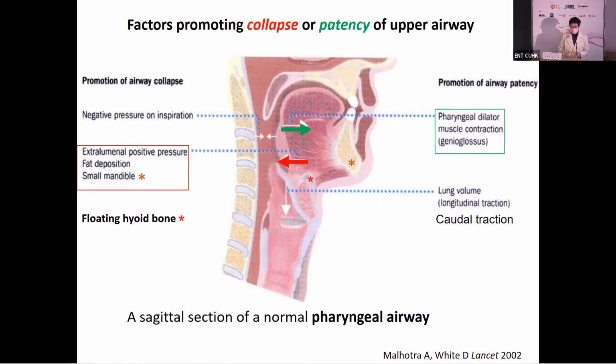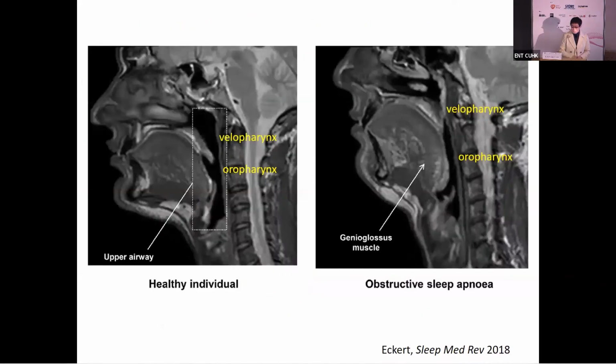Now, for airway collapse, we know that extraluminal pressure, either from fat or a small mandible, can cause the airway to collapse easily. Also, every time we inspire, the negative pressure can cause airway collapse. If you look at this MRI image of a healthy and an OSA individual, you can see that the velopharynx is obstructed, whereas the oropharynx is narrow.